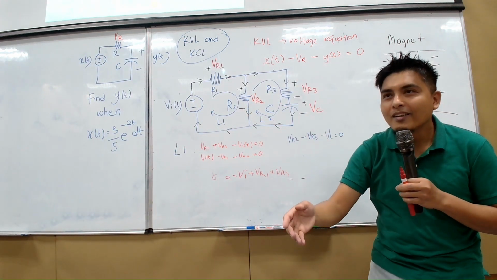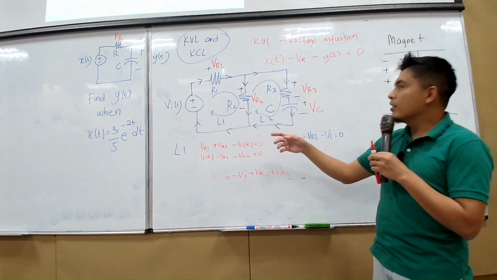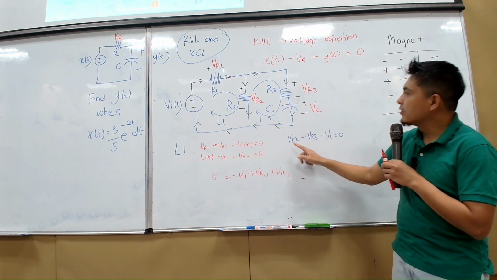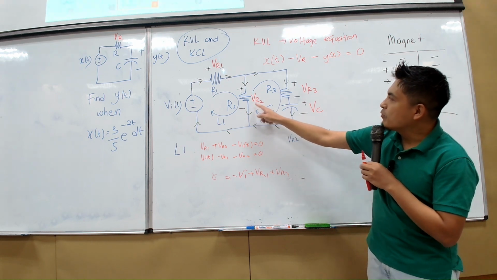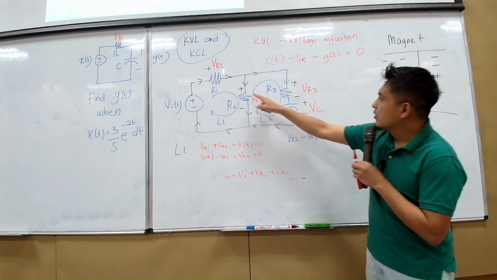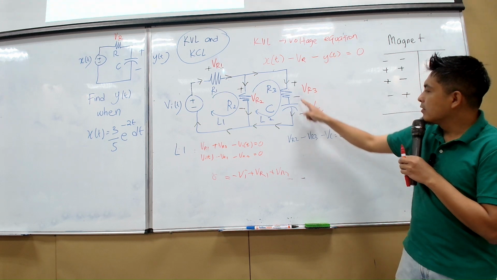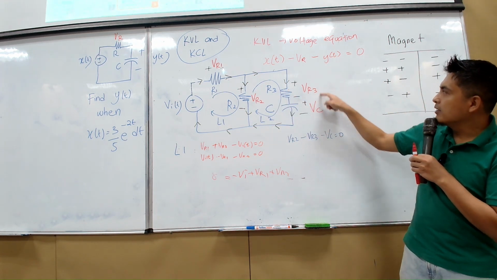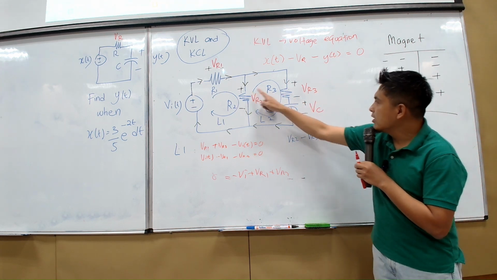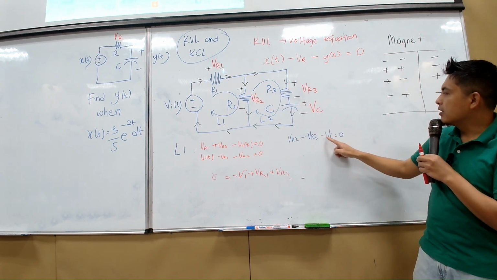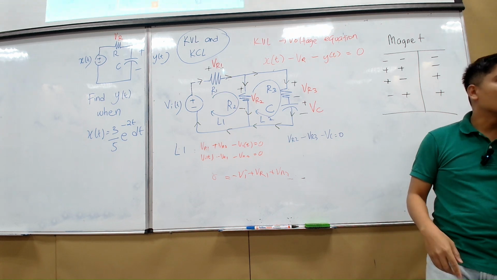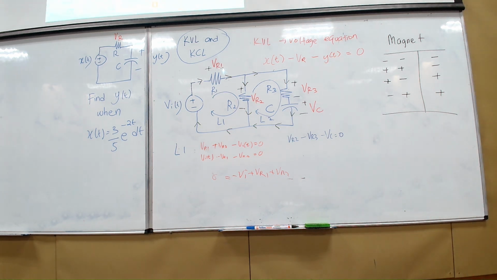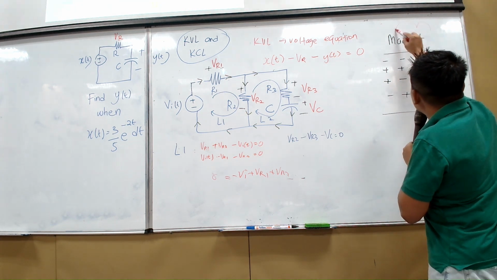What's your name? Siva. Siva uses VR2 as a reference. So when using VR2 as a reference, positive and positive, positive positive, negative VR3. And then positive and positive, negative VC equals 0. That's all for KVL. Okay, what you need to remember is a magnet.